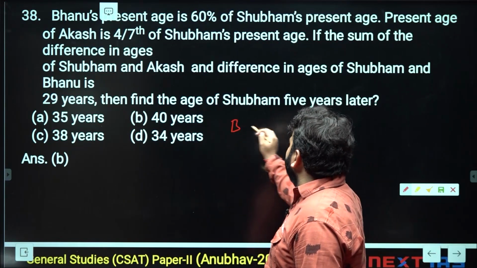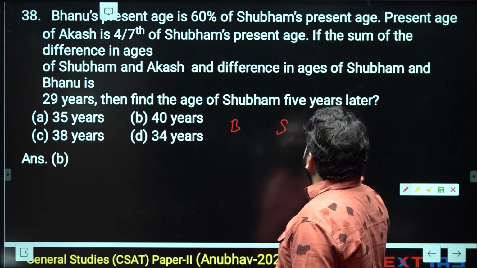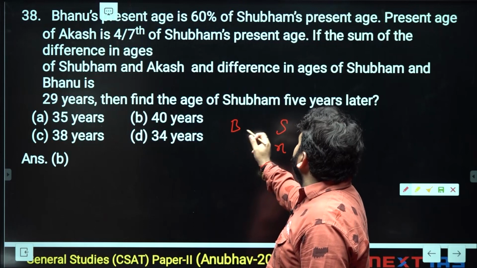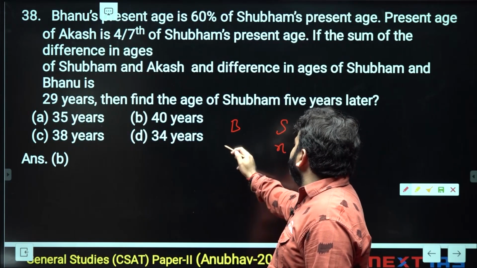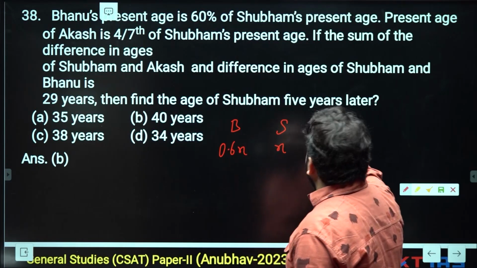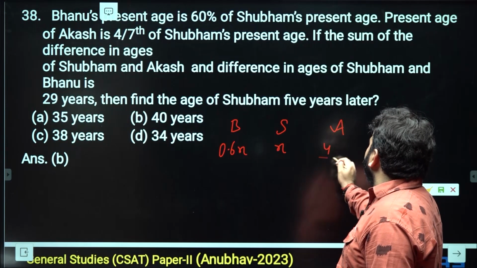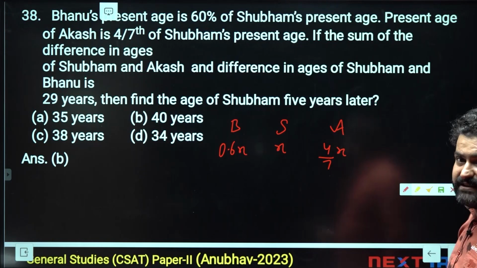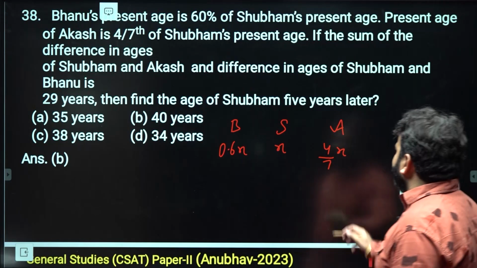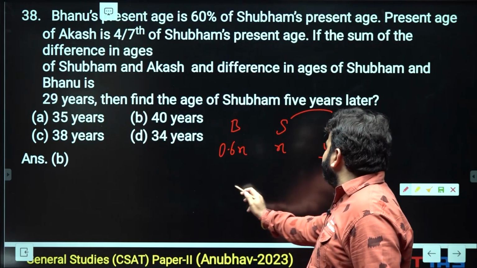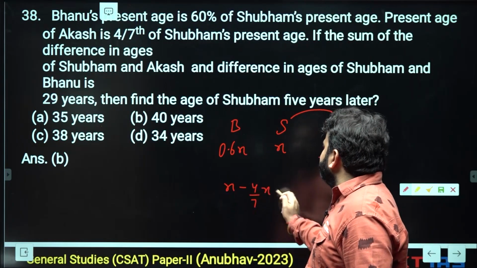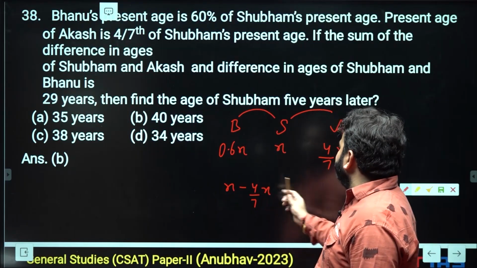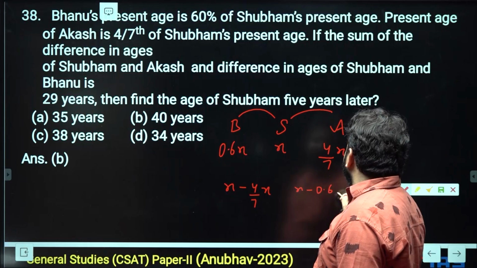So now here there is Bhanu, Subham, Akash. If the age of Subham is x, then the age of Bhanu will be 60% of x, that is 0.6x, and Akash's age is 4/7 x. Now carefully, the sum of the differences in the ages of Subham and Akash: the difference will be x minus 4/7x, and the difference in the ages of Subham and Bhanu is x minus 0.6x.